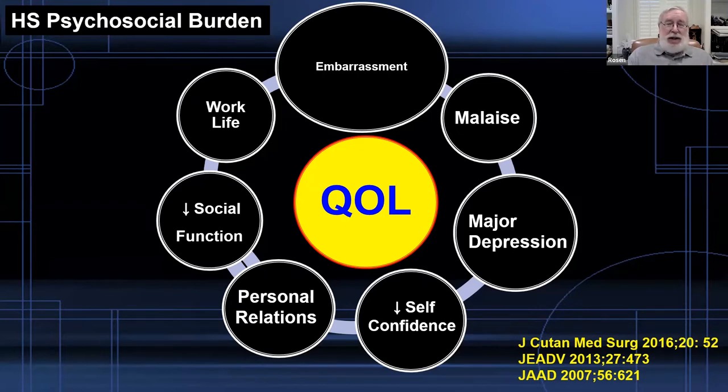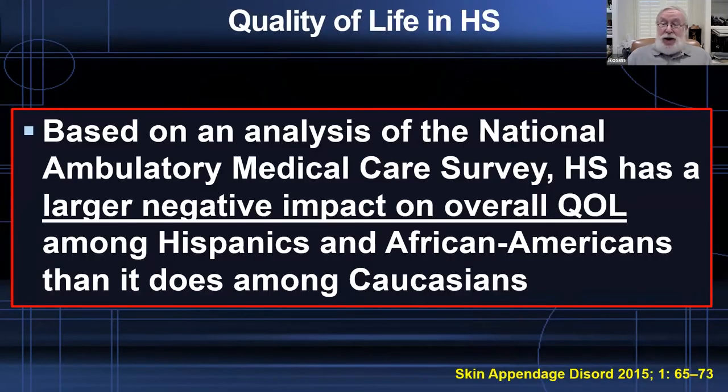But interestingly enough, in an analysis based on the National Ambulatory Medical Care Survey, hidradenitis had a larger negative impact on overall quality of life measurements among Hispanic and African American patients who suffer from this disease than it did among Caucasians. So not just skin, but quality of life and psychosocial issues are more severe in skin of color.